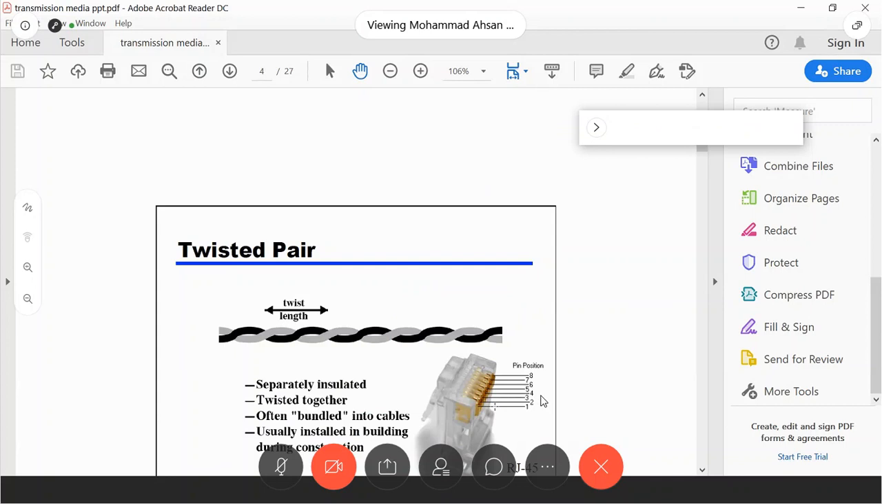Yes, twisted pair. Let me see if I can annotate here. Okay, this one. So this is the connector that we use. This was our lab first, which we couldn't do, but hopefully we'll do it, in which we use 8 wires to position within these pin positions of 8.